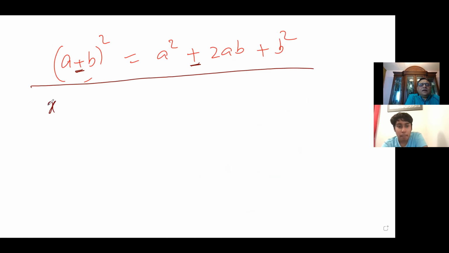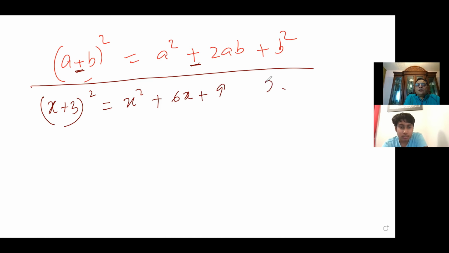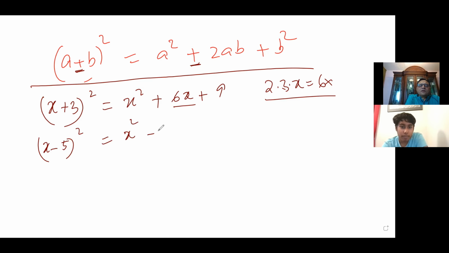Let us apply. So if I have x plus 3 whole square, what do I get? Tell me. You get x squared plus 6x plus 9. Correct. So 2 times 3 times x is 6x. That is why we got this 6x, correct? Yes, sir. So if I have x minus 5 whole square, then what do I get? X squared minus 10x plus 25. If I have 2x minus 1 whole square, what do I get?